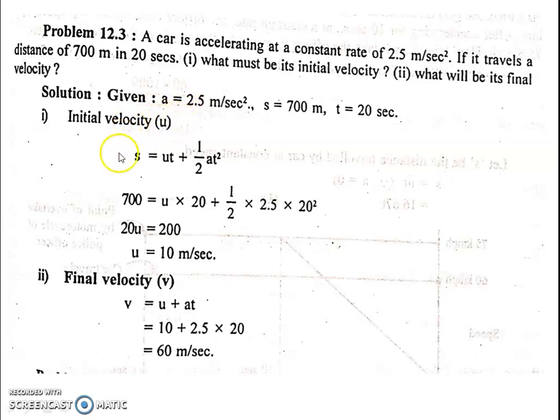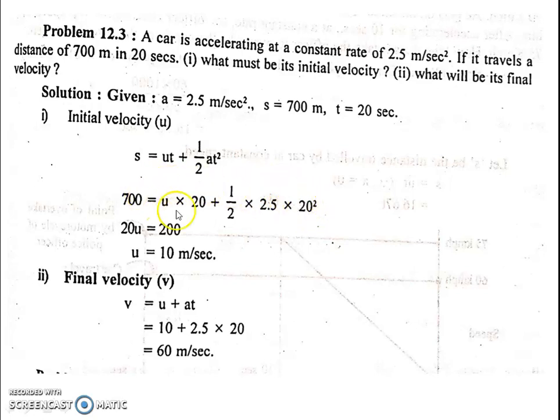So we have the formula: distance s is equal to ut plus half at square. This is the equation to calculate distance in rectilinear motion or linear motion. So I substitute these terms. S is given, 700. U is unknown, that is initial velocity, I keep it as it is. Then t is given, that is 20 seconds, plus half of a, acceleration, is given 2.5, and t is again 20 square.